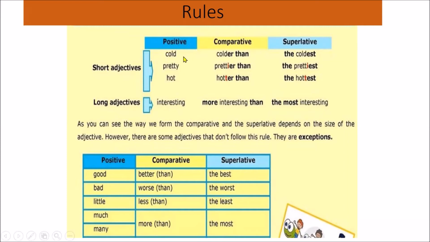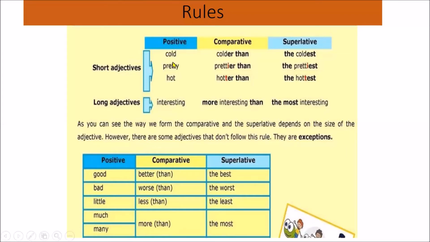So if the words are very short adjectives, in that case we have different rules. And when there are long adjectives, more than two syllables, like three-syllable or four-syllable words, in that case we have different rules. Now come to the rules. First of all, we'll talk about short adjectives.